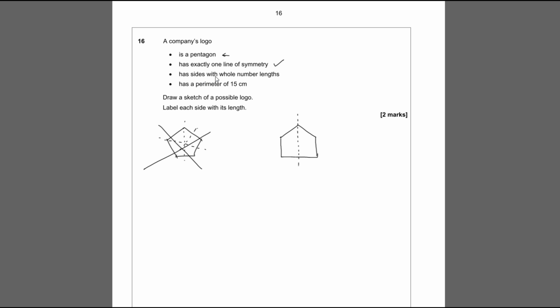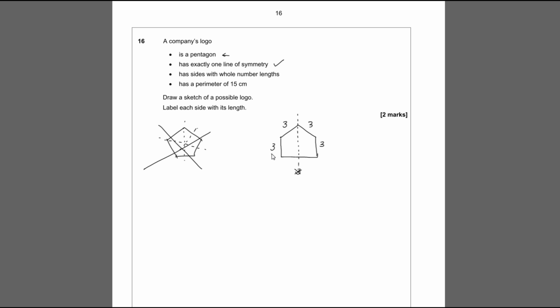Now the third information. It has sides with whole number lengths, and the perimeter should be 15 centimeters. If I put equal lengths for each of the sides, that will be 3 and 3 and 3 and 3 and then 3 again, so the perimeter will be 15 centimeters. But the problem is, this is 3 centimeters and this one is 3 centimeters, so this can't be 3 centimeters. It should be longer. So we put 4 or 5 or 6, something like that. But we need to reduce this height.